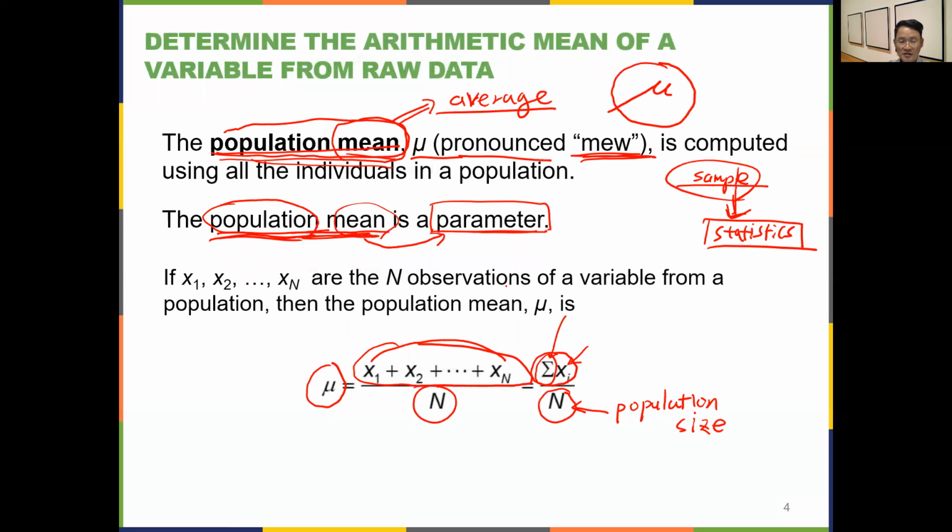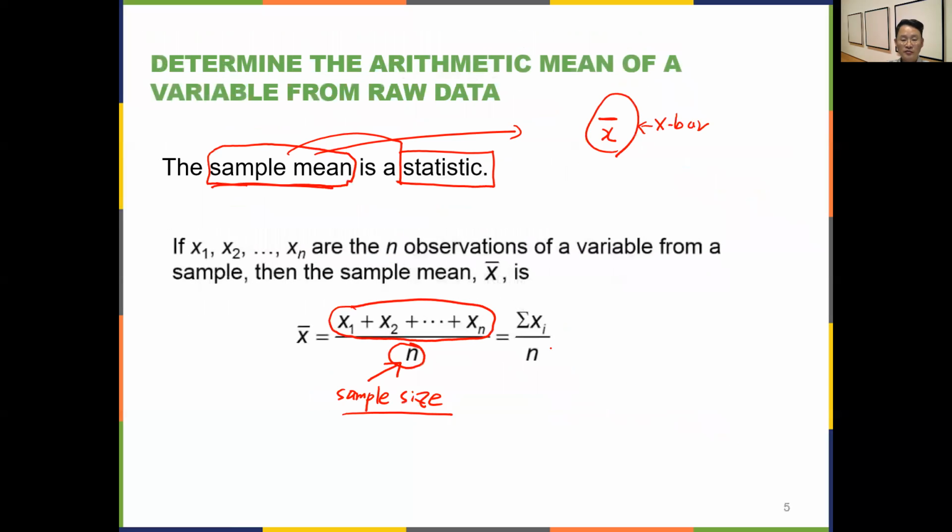So this is mu. This means population mean. And this is how we write it. Now notice that for the population size, we use uppercase N. But for lowercase n, this is the sample size. So lowercase n is sample size, uppercase N is population size, right? Okay.